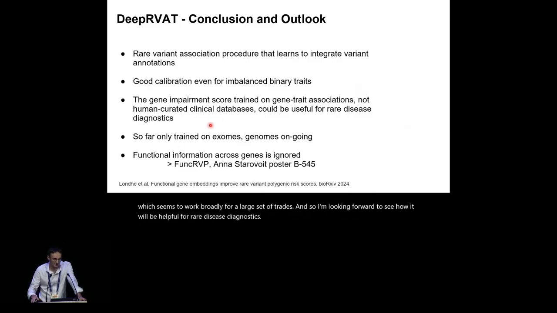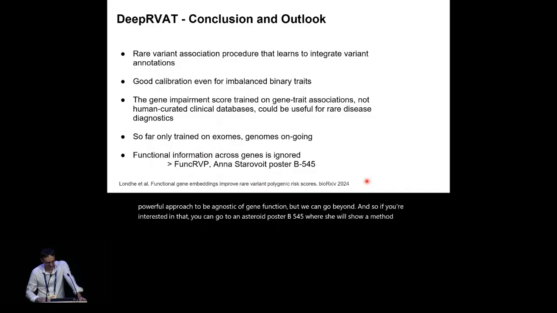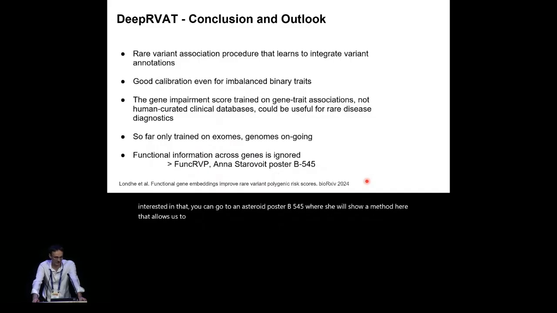So far, we only train on exomes. We are now working on genomes. And another limitation, perhaps, we are not using information at the gene level. In a sense, it's a powerful approach to be agnostic of gene function, but we can go beyond. And so if you're interested in that, you can go to Anna Starovoit's poster, D545, where she will show a method whose preprint is here that allows us to go beyond and integrate gene function.